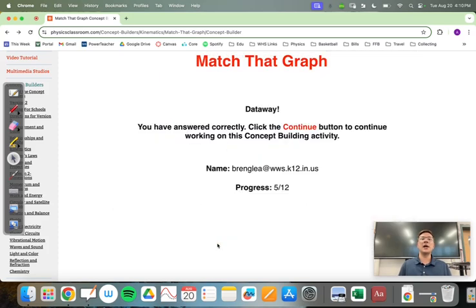We will get one last data way for this video, and that is going to conclude our discussion over the Match That Graph Concept Builder. I'm hoping that that is enough information on how to do these problems for you guys to be able to complete the rest of them.